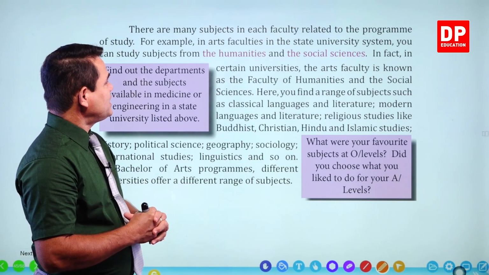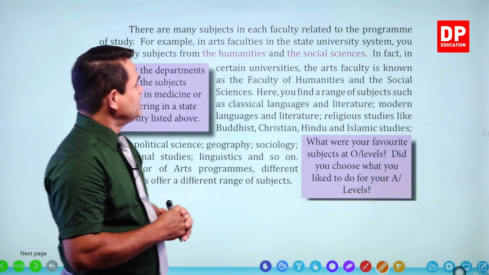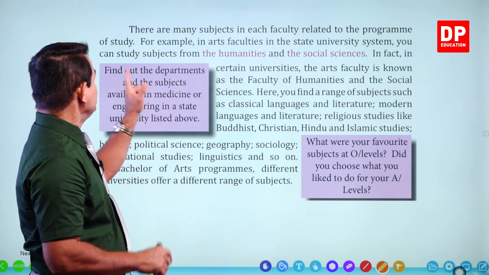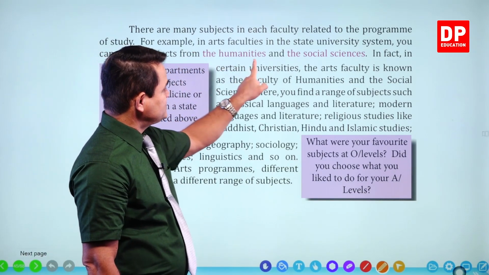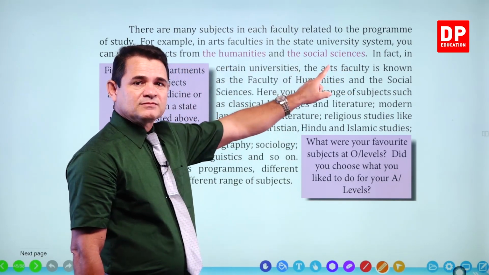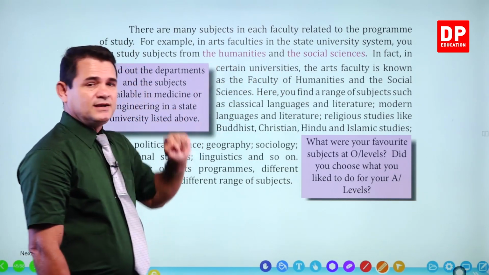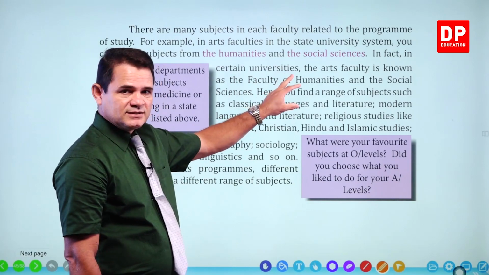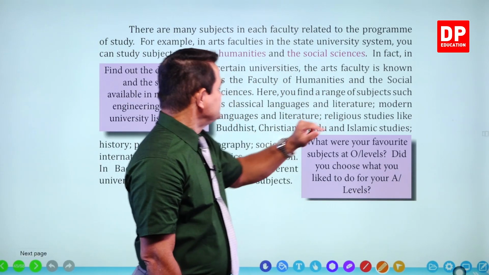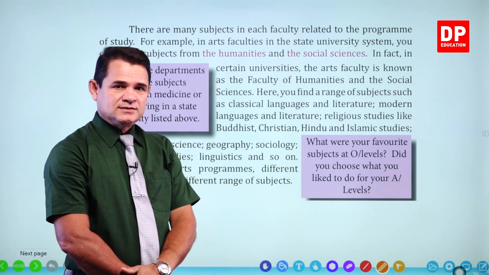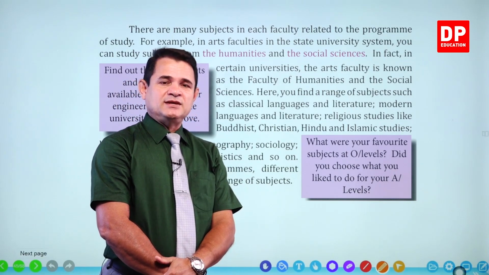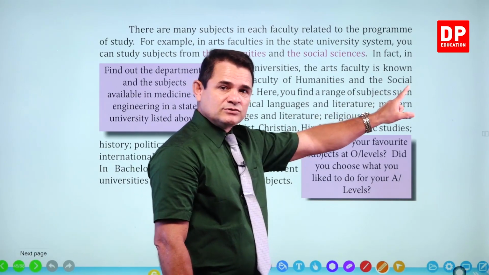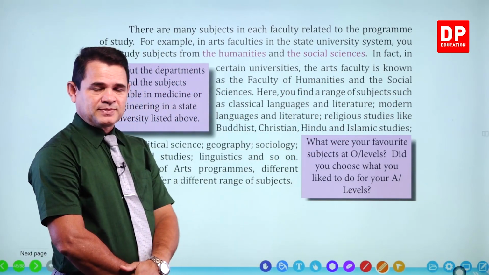For example, in arts faculties in the state university system, you can study subjects from the humanities and the social sciences. You can study both of these under the arts faculty in a state university. These 2 subjects. In fact, in certain universities, the arts faculty is known as the faculty of humanities. That is another name for the arts faculty. It is also called the faculty of humanities and the social sciences, a similar name for the arts faculty.